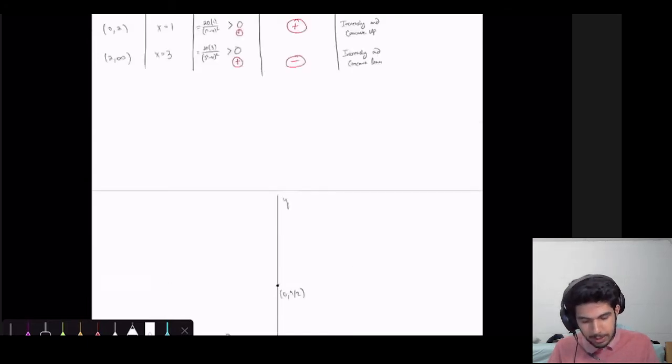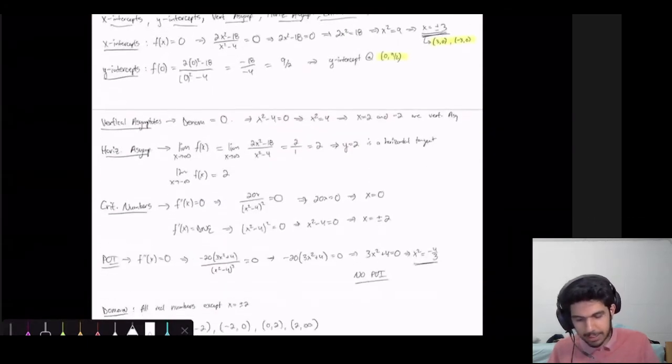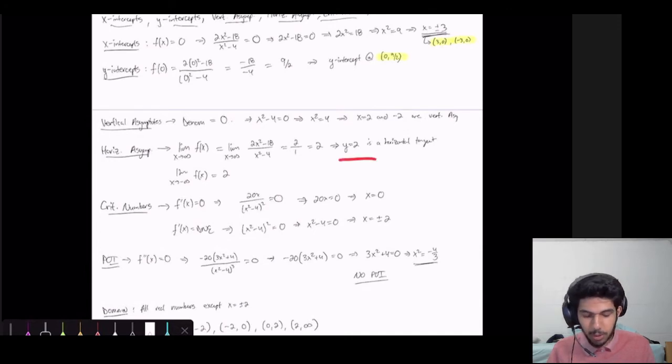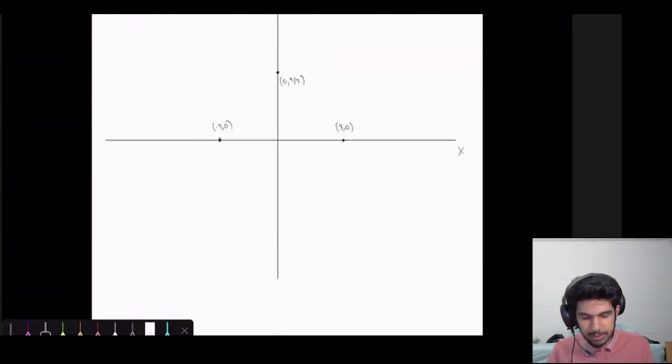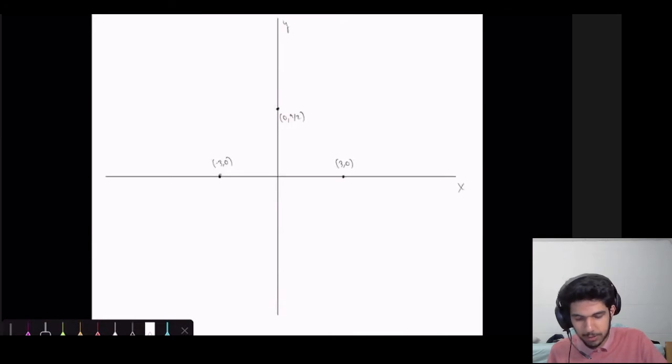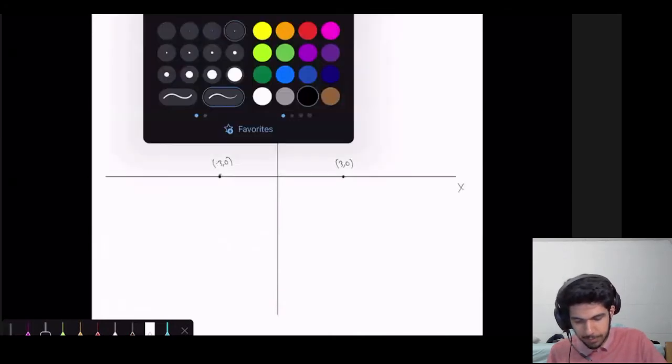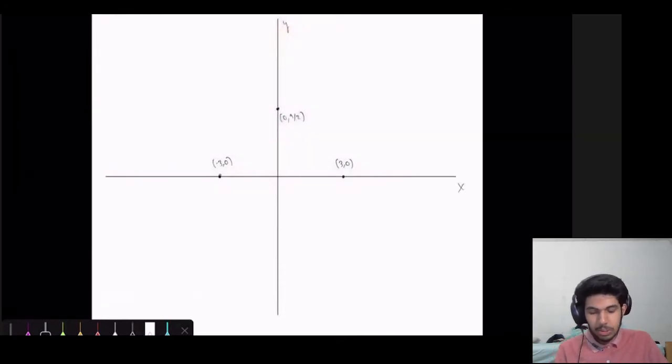Okay, so next, what do we solve for next? We have vertical asymptotes and horizontal asymptotes. So vertical asymptotes at x equals 2 and negative 2, and then horizontal at y equals 2. So let's deal with the vertical asymptotes first. Change my thickness a little bit, and we'll make them dotted. So vertical asymptote at positive 2.